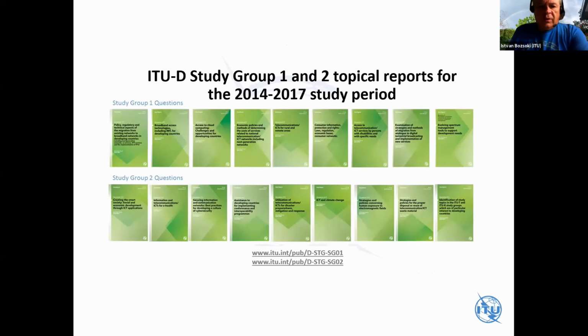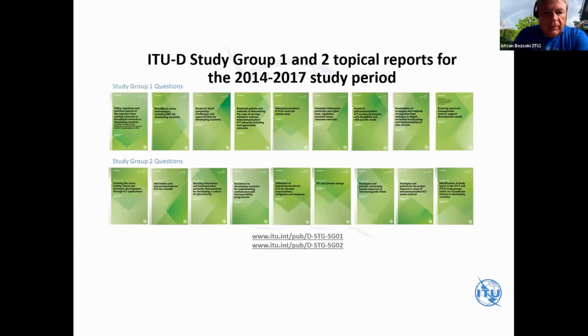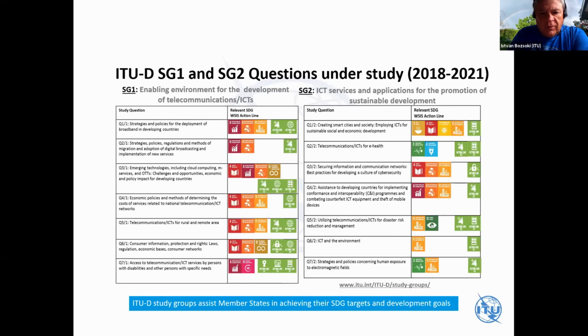Here you can see a picture of the study group reports from the last study period. And these are the study group questions which are under study in the 2018-2021 study period. Study group 1 is the enabling environment for development of telecommunications and ICTs. On the second column, you can see the relevant sustainable development goals and WSIS action lines. There was the question before on how we are working on the SDGs, so here is some reply, but this is just for the study groups.